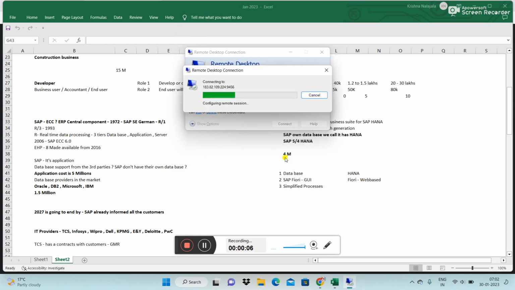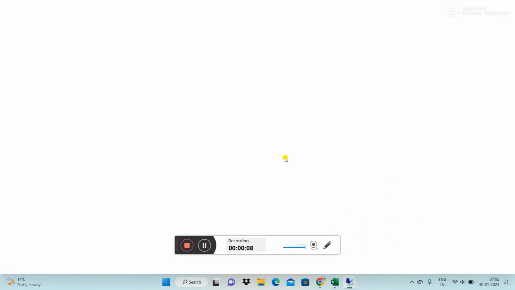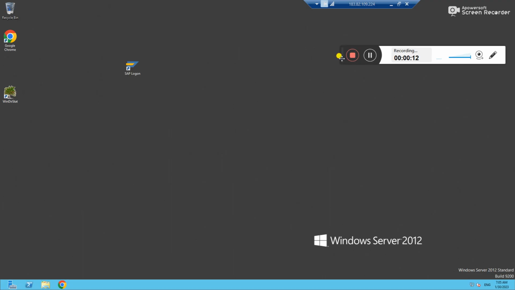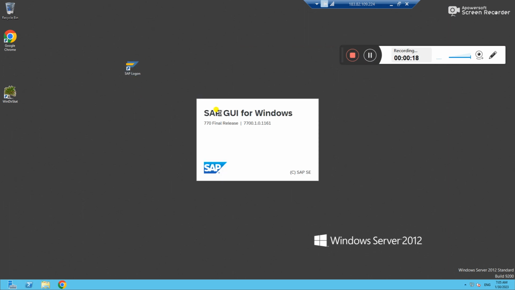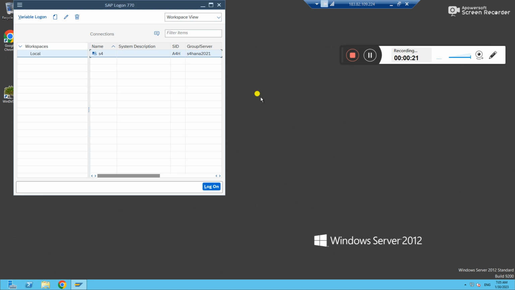What is the difference between on-premise license and cloud license? On-premise license is issued yearly once, and cloud is issued quarterly wise. In on-premise, there is both traditional GUI and Fiori, whereas in cloud we have only Fiori, no traditional GUI.